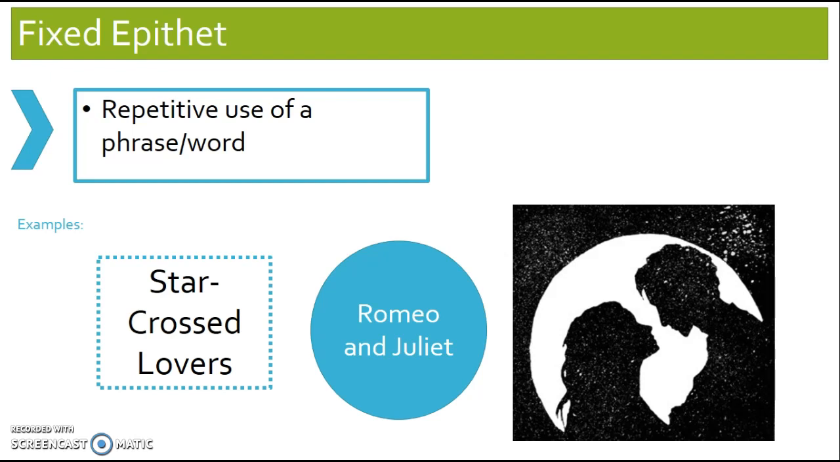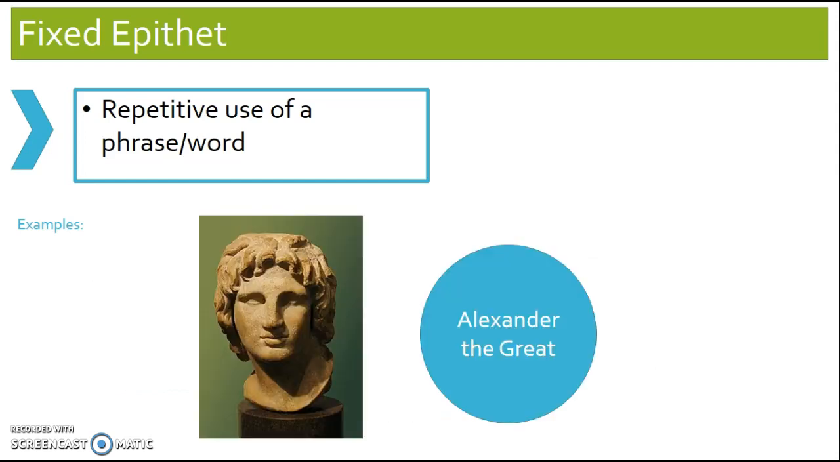Another example of a fixed epithet is Alexander the Great. This is the name of Alexander III of Macedon, and he's called Alexander the Great because of the multiple accomplishments and the multiple imperialism efforts that he made throughout his life. So, through Alexander the Great, we understand that, okay, this guy has done something with his life.